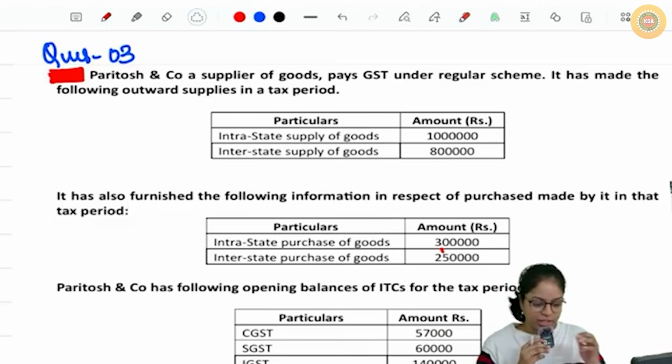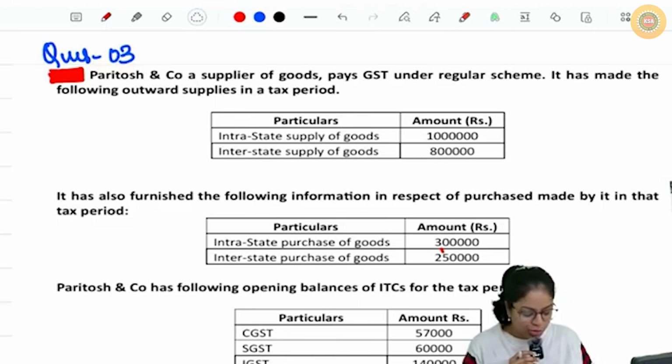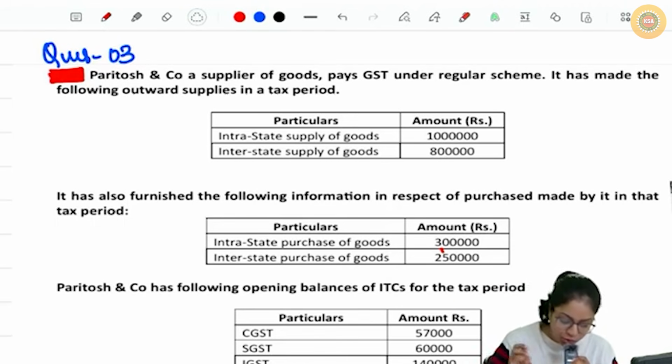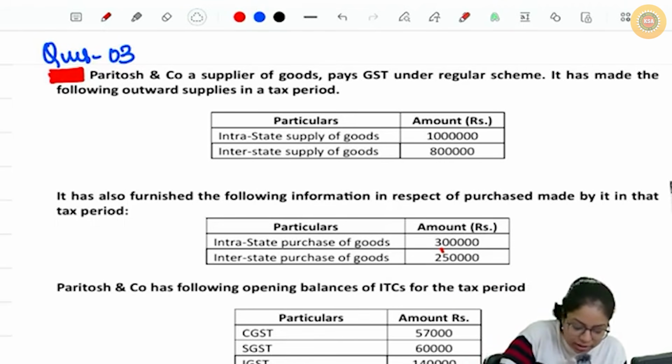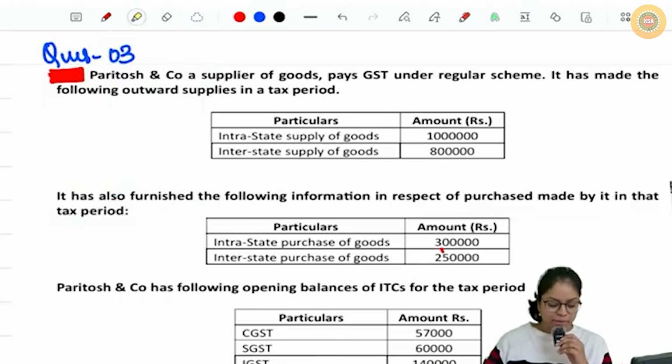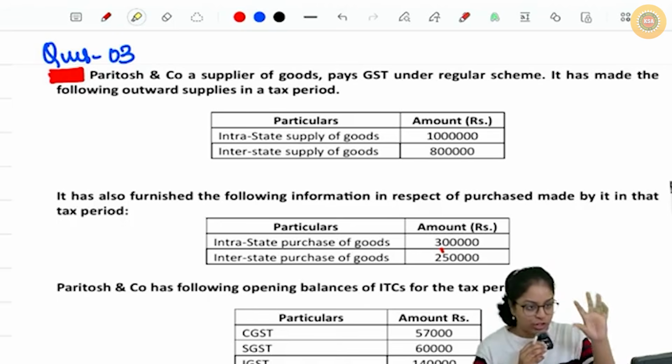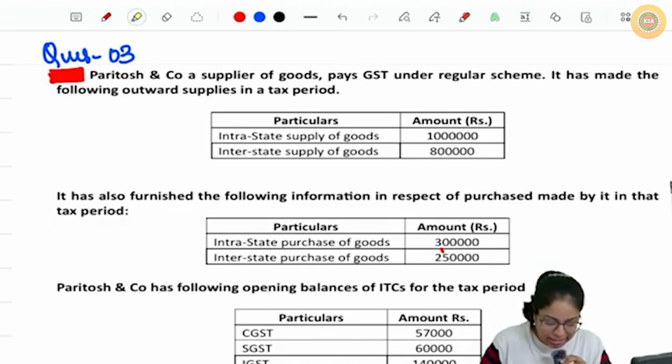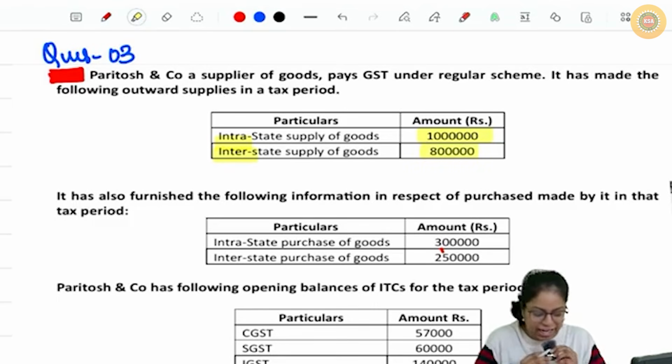Hello everyone, so let's move on to the third question, which is Paritosh and Company, a supplier of goods, pays GST under the regular tax scheme. Next, it has made the following outward supply in the tax period. So they themselves told you that the first two columns relate to the outward tax supply, in which intrastate is 10 lakhs and interstate is 8 lakhs. So for intrastate it will be CGST and SGST, for interstate it will be IGST.